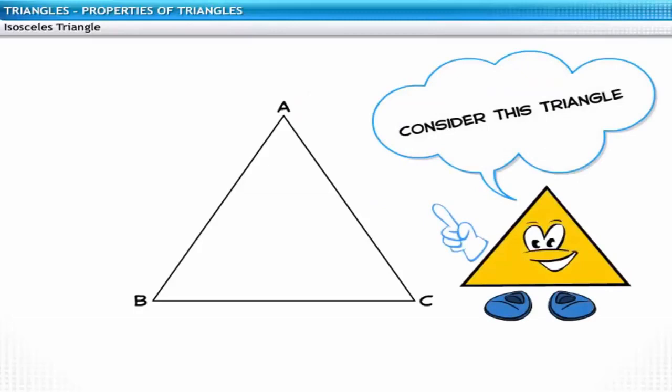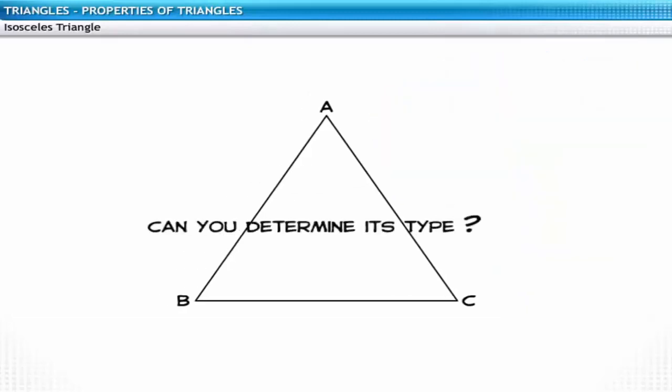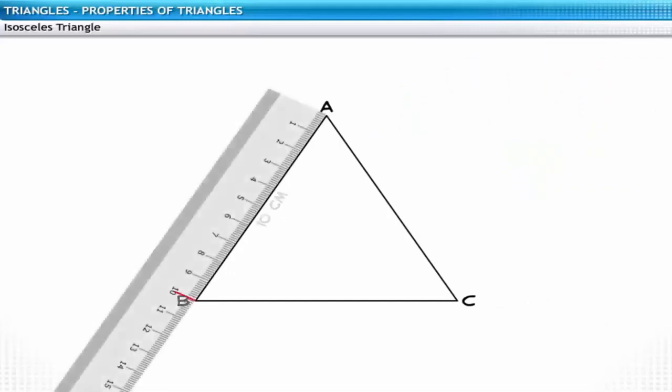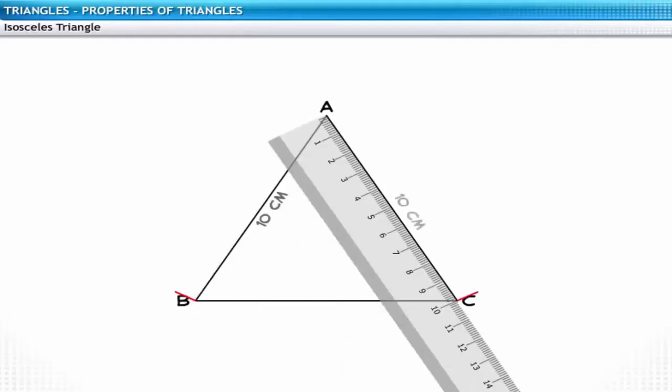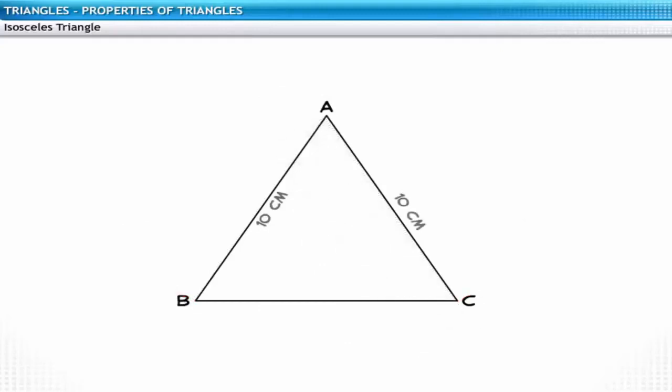Consider this triangle. Can you determine its type? On measuring its sides, we can see that two of its sides are equal. It's an isosceles triangle. The third side becomes the base of the isosceles triangle.